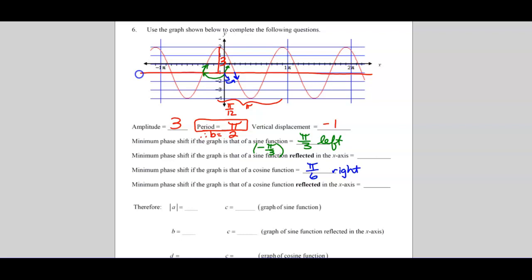I'm just going to erase this for the next part so that we can see it fresh.